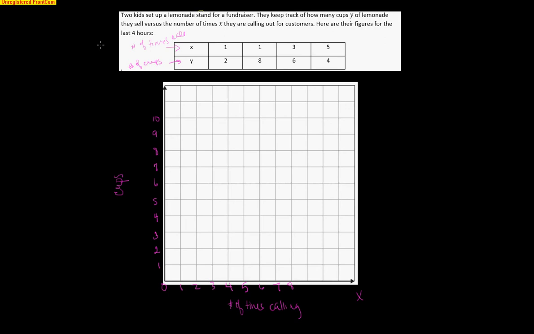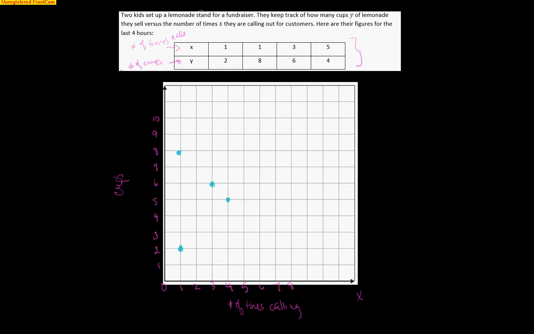So this set of ordered pairs has meaning. If we take a few minutes and plot these points, you're going to see that they do not actually line up exactly. For example, this first point: when X is 1, in other words, when they call out one time, they sell 2 cups of lemonade. So that's one situation. I could go ahead and plot all these points, and this is what it would start to look like.